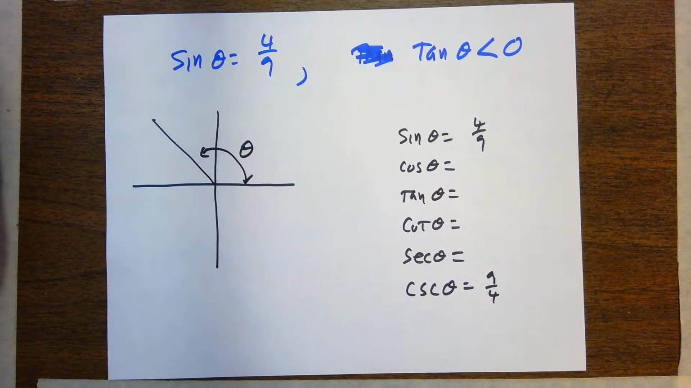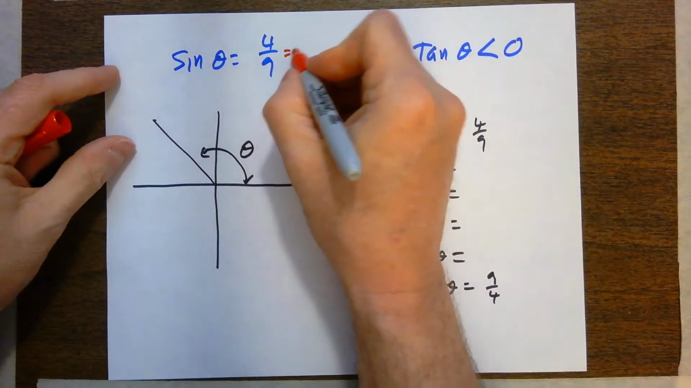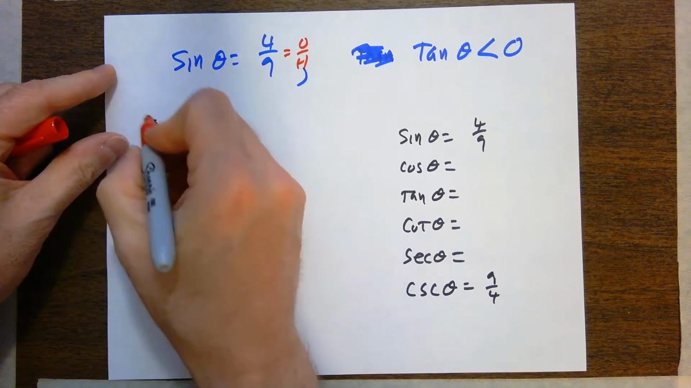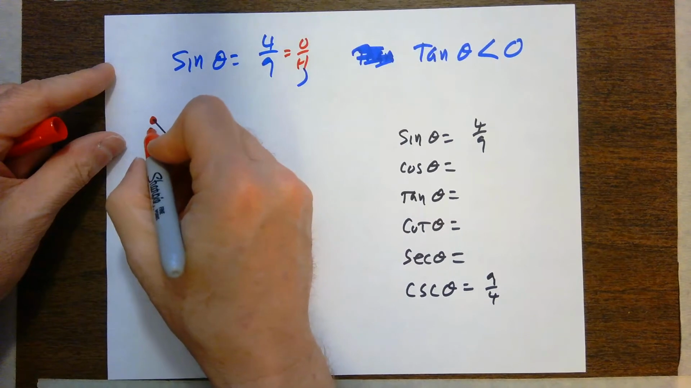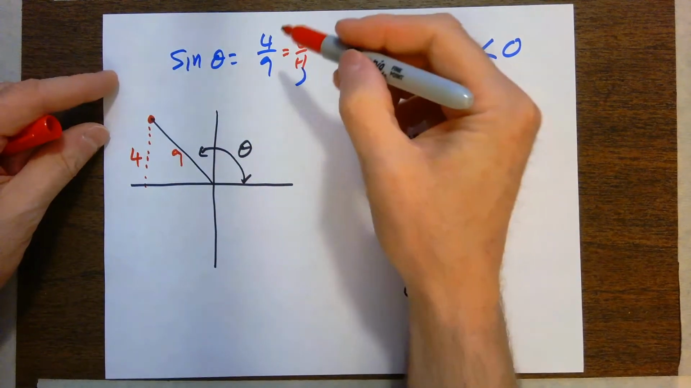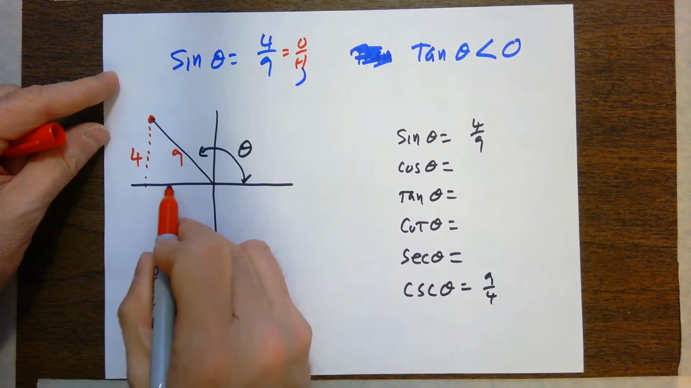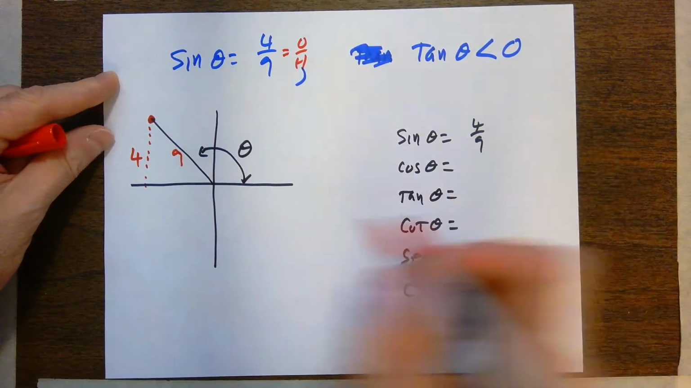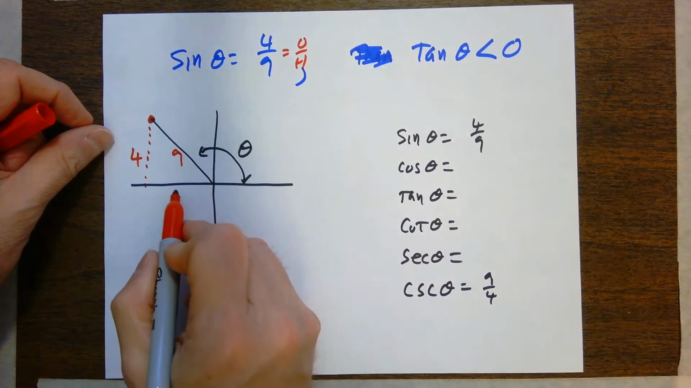The sine is opposite over hypotenuse. So I know that this length is 9, and the opposite side is 4. Sine is opposite over hypotenuse, 4/9. I don't know this side right here. In order to find these ratios, they all require that I know the x value. So how do I find this missing side right there?